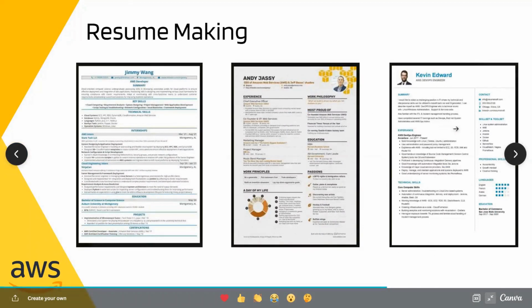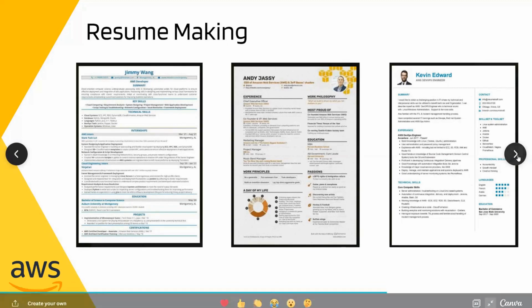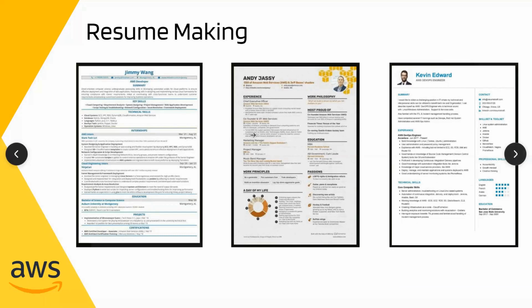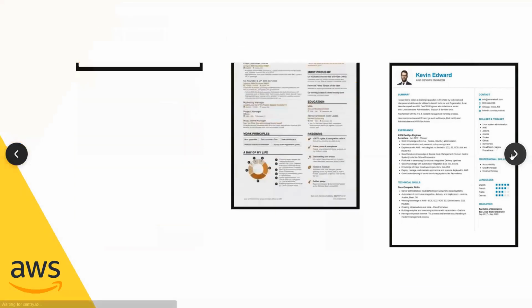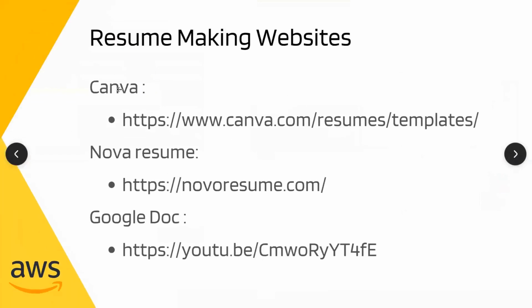You can see, first, he's mentioned the name and his phone number and everything. He has mentioned some AWS services. You can see. So you can make this resume by using these slides I provided. You can use Canva, Novoresume and Google Doc.